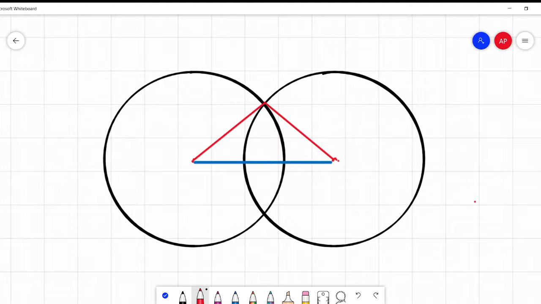I have two circles that are overlapping. The radius of each of these circles is 5. These are the center points of these circles. The line connecting the two centers has a length of 8. Now they want to know what is the area of this shaded region.